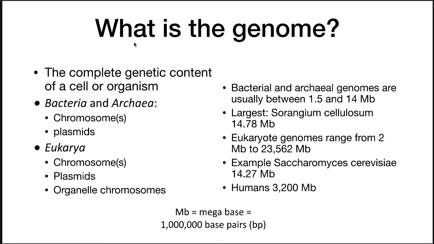Bacteria and archaeal genomes are usually between 1.5 and 14 megabase pairs. That's 1.5 to 14 million base pairs. The largest is Sorangium cellulosum. So that's a pretty large range. Eukaryotic genomes range from 2 megabase pairs to 23,000 megabase pairs. An example is Saccharomyces cerevisiae that has 14.27 megabase pairs. The human genome is 3,200 megabase pairs.